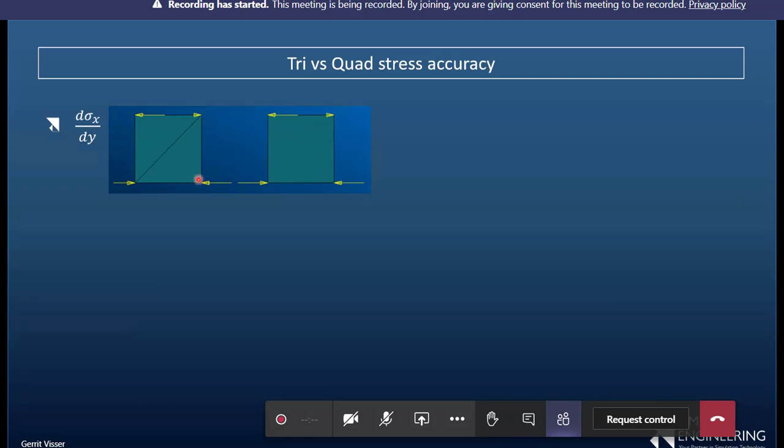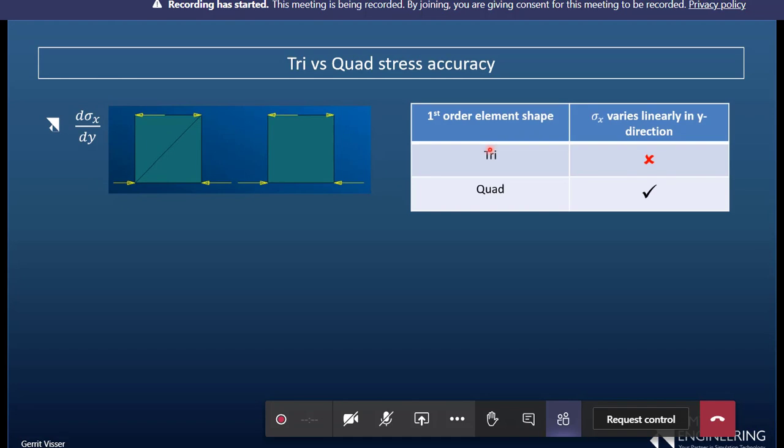so if I apply a bending load to this section, I've got a high stress there and goes through zero and then reaches a compressive stress at that location. In this case, there is no d sigma x dy term for a tri-3, which means I cannot represent a linear variation through the thickness with that, while I can represent it with this.